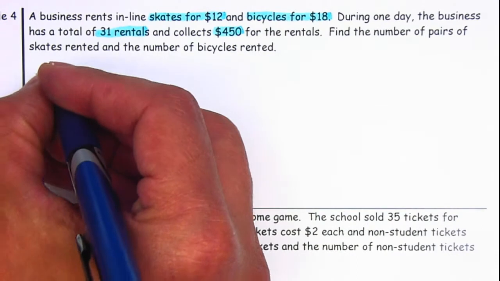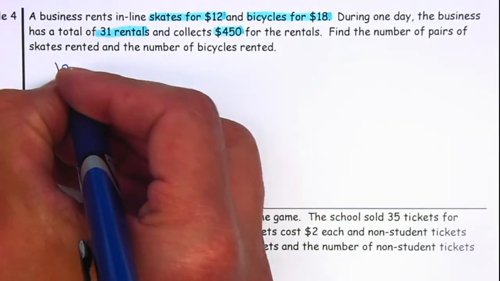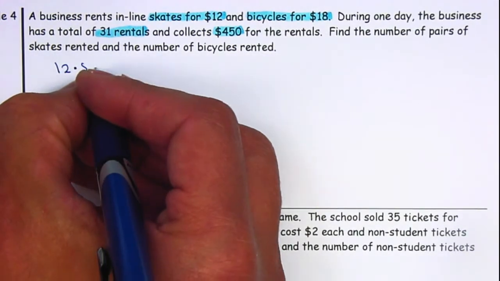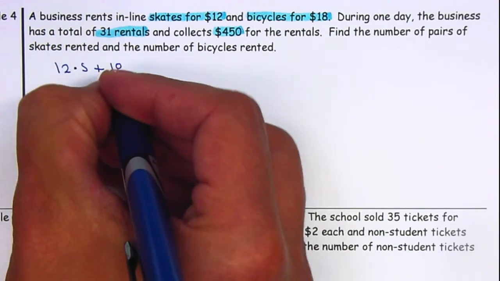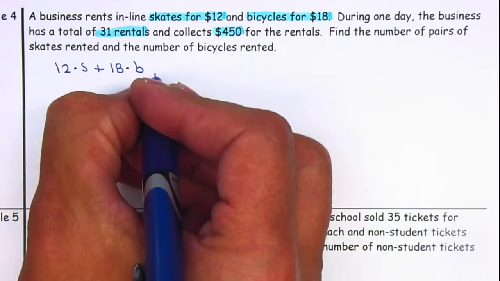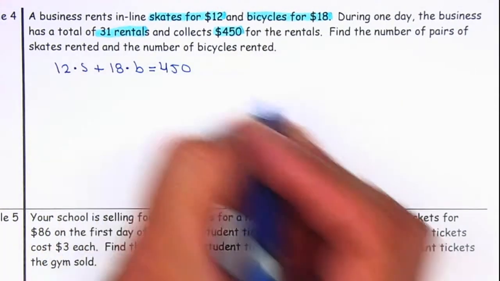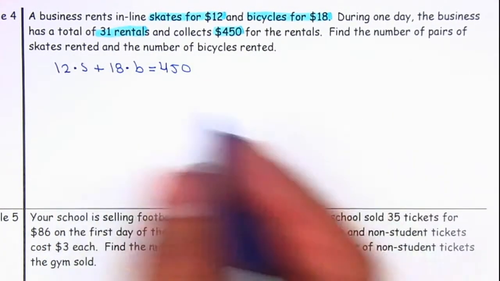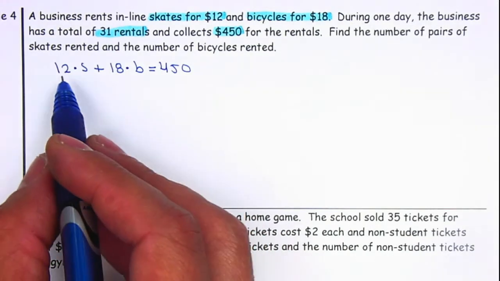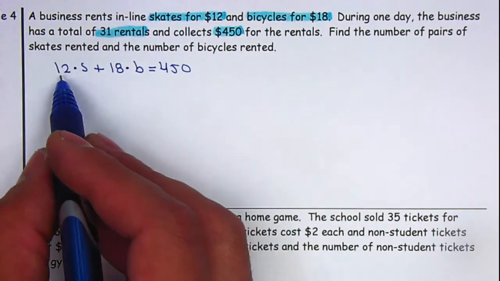So it will be $12 times the number of skates that you rent plus $18 times the number of bicycles that you rent. And that will give you the money that you collect. A lot of the times what we tell our Algebra 1 students is to think about money, money, money.